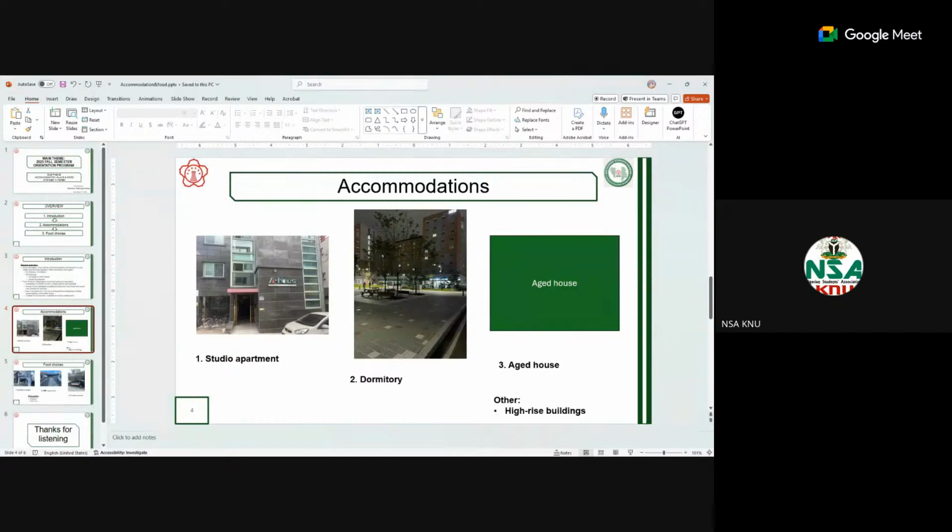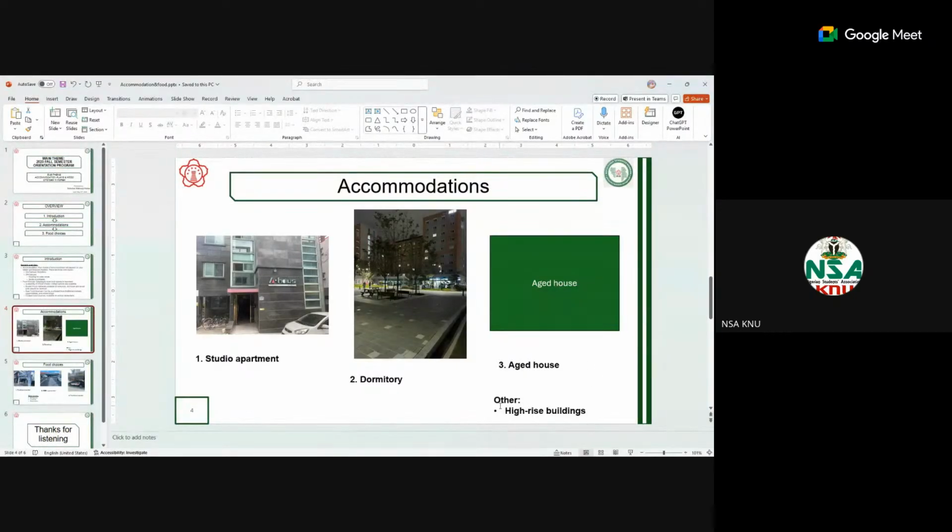Now, I've mentioned the accommodation. This is a studio apartment. This is the kind of house you see for a studio apartment. This is a typical dormitory in our school here at KNU. This thing you are seeing is a dormitory. Because of the time, I was not able to get the picture of the old people's house. So I was not able to get it there. Yeah, so this is it.